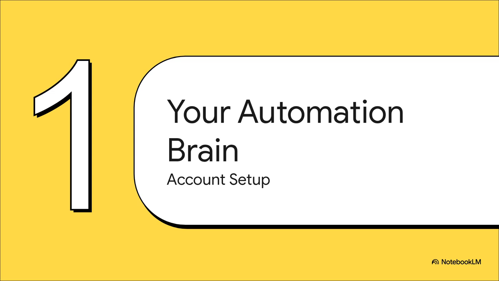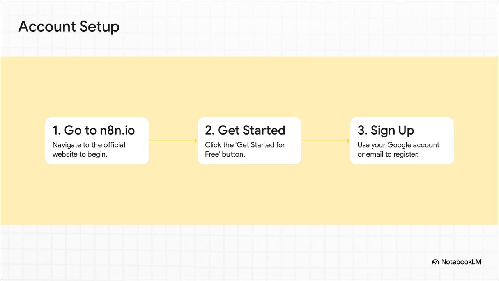Think of this as our mission control, the very first step in putting together the brain for our agent. It really is as simple as these 3 steps. Just head on over to n8n.io, hit that big Get Started for Free button, and sign up however you want. Seriously, it'll take you less than a minute.